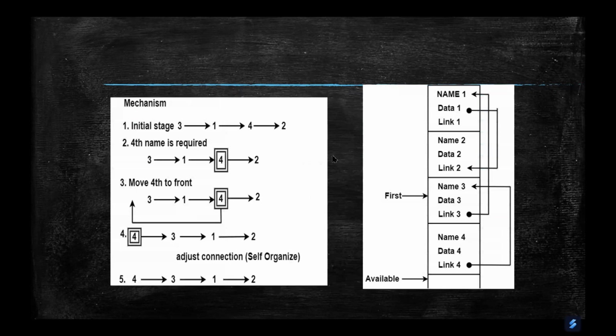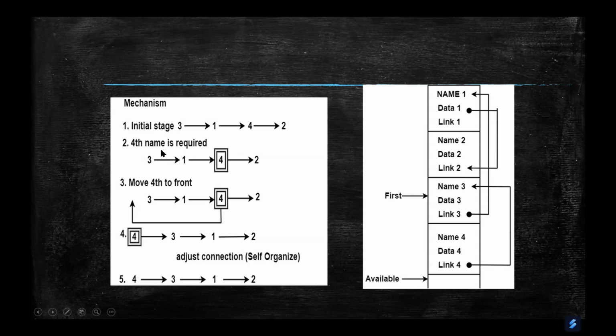Initially it is going to be stored pointing towards the 3. So that 3, it is moving to 1, pointing towards the 1. From 1 the link is pointing towards the 4, then 2.